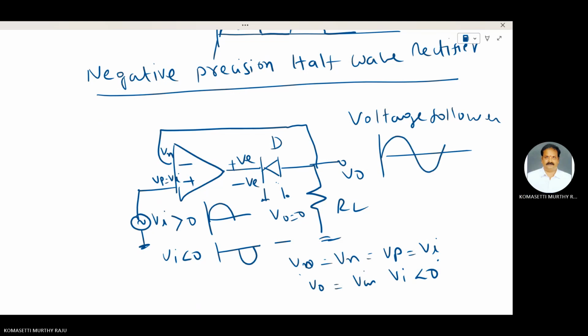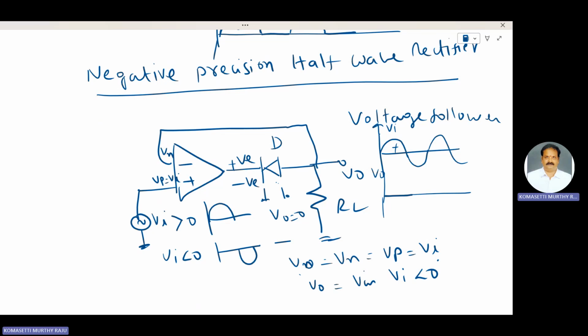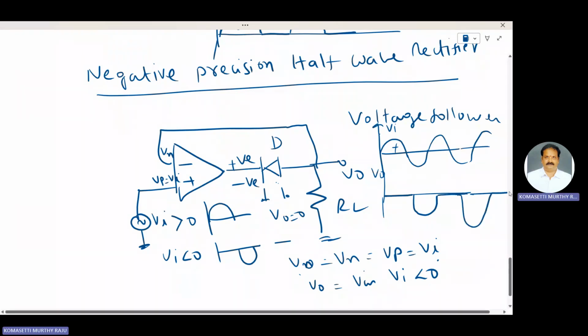This is the input waveform. Output wave: for the positive half cycle of the input waveform, the output is 0. For the negative half cycle of the input waveform, the output follows the input. In that fashion, these are the two.